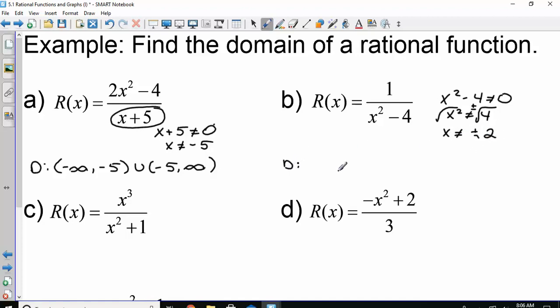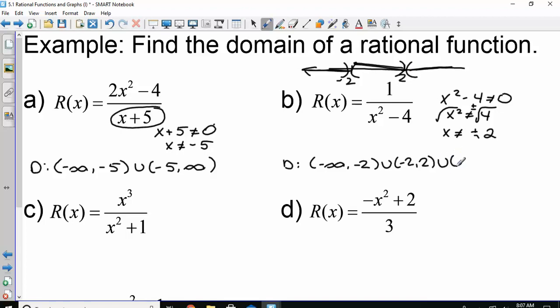As an interval, think about this. You can be everything except those values. So you can be everything less than negative 2, so that would be negative infinity to negative 2. You can be everything in between those values, so that would be negative 2 to 2. And you can be everything bigger than 2, so that's 2 to infinity.